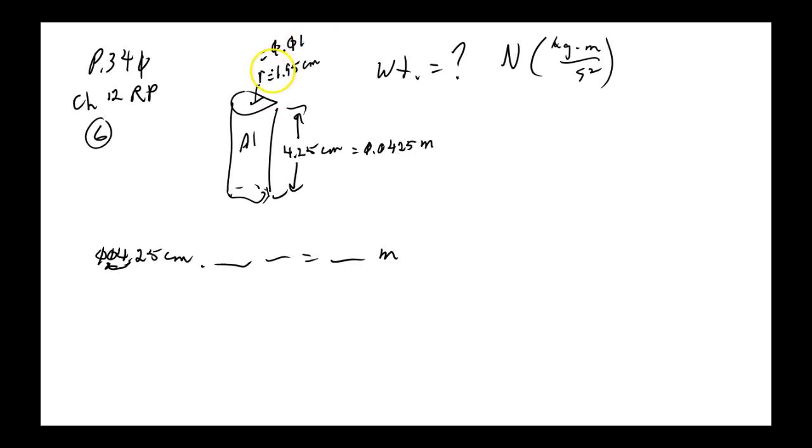0.1, 2 places to the left. 195 meters. Okay, now that's the first step. Next step, we need to get the volume, because like you said, we need mass density, which is mass per unit volume. So we need to know a volume. That's why we have these measurements.